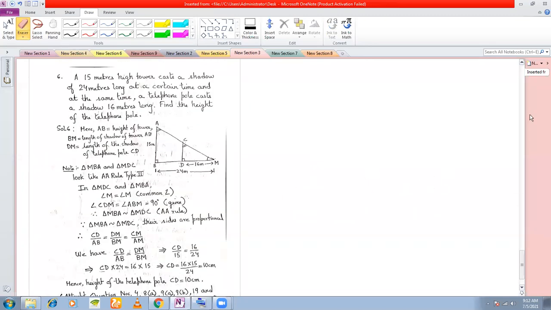The next question here is, a 15 meters high tower casts a shadow of 24 meters at a certain time. And at the same time, a telephone pole casts a shadow of 16 centimeters long. Find the height of the telephone pole. So there are two poles here.